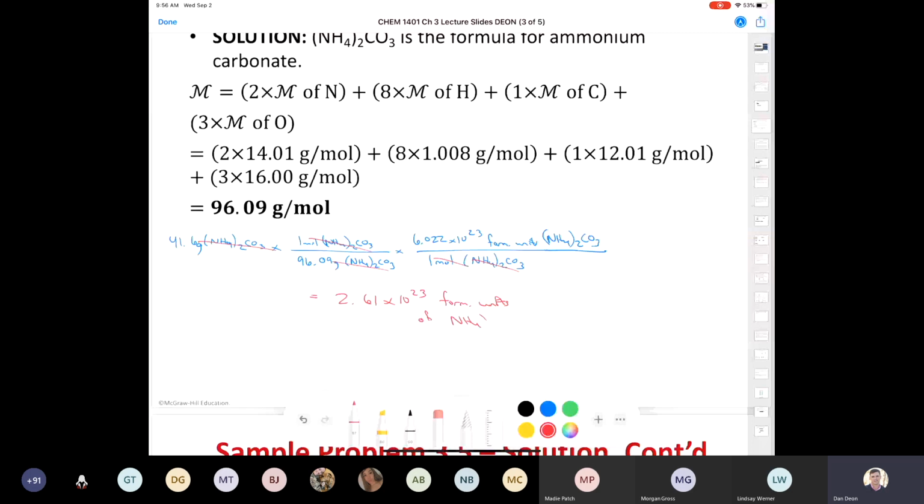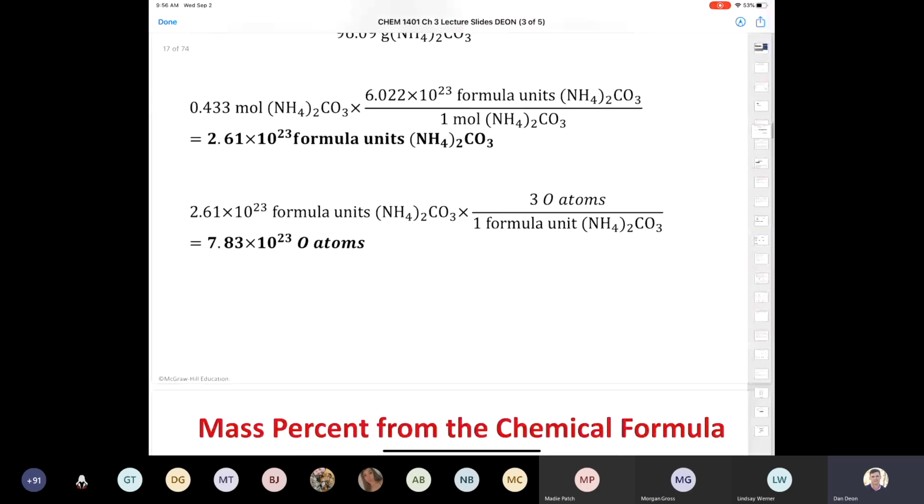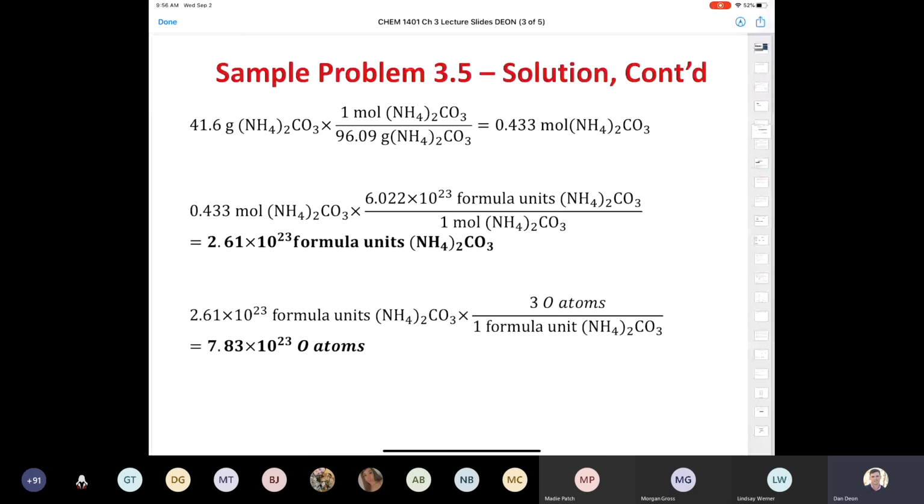Anyhow, there you go. So that's the number of formula units. All right, let's move on from there. There's the solution. For the number of atoms, you can figure out how many atoms there are per formula unit. You can see that in 1 formula unit of (NH4)2CO3, there are 3 oxygen atoms. So you would multiply the number of formula units by this conversion factor. You have 3 oxygens for every formula unit, and you end up with the number of oxygen atoms.